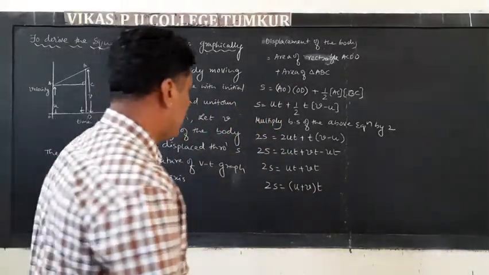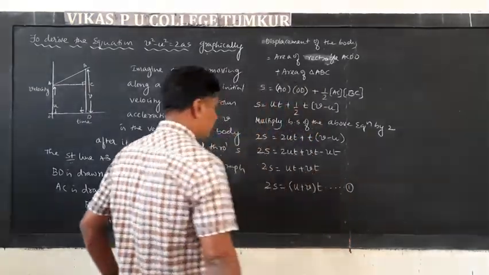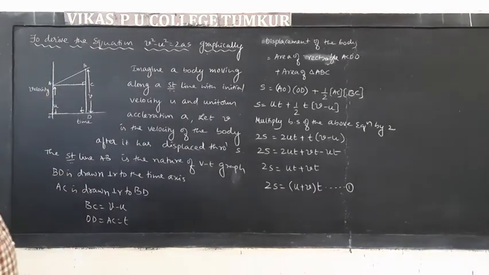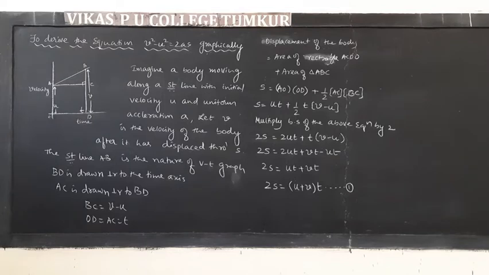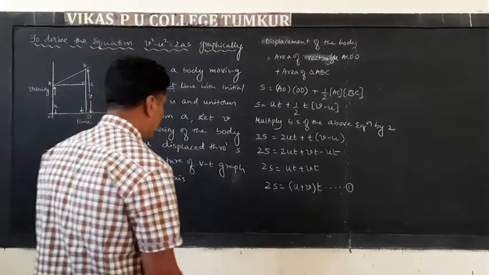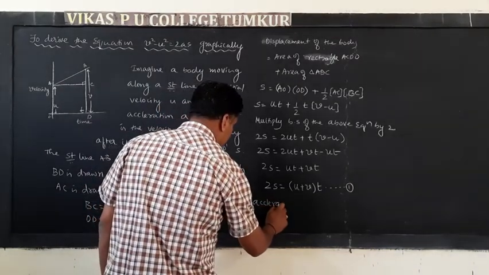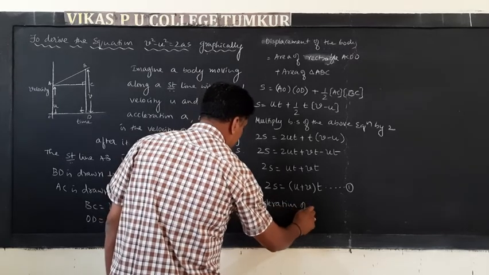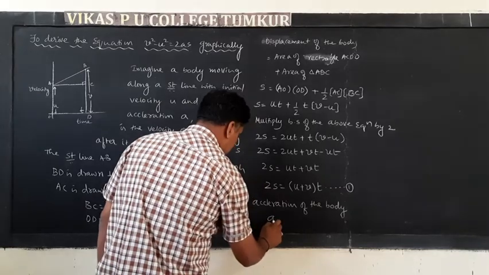So let me call this equation number 1. We already know the slope of the velocity-time curve will give us the acceleration of the body. So how do we define or find the acceleration? Acceleration of the body will be, say I call it a.